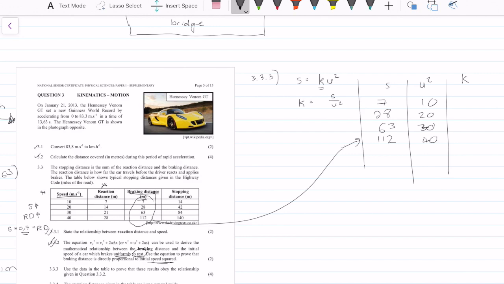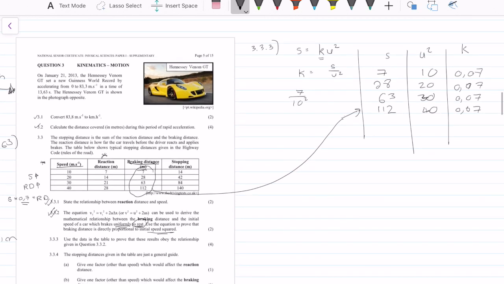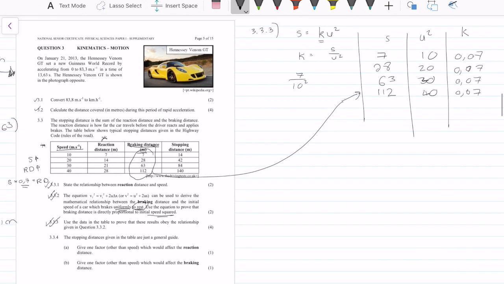If we just look at the first one, s is 7 over 10 squared, which gives us 0.07. If you go through all of these, you actually get 0.07 for all of them. So you can see that it is directly proportional with a constant. So that's essentially what we need to prove.